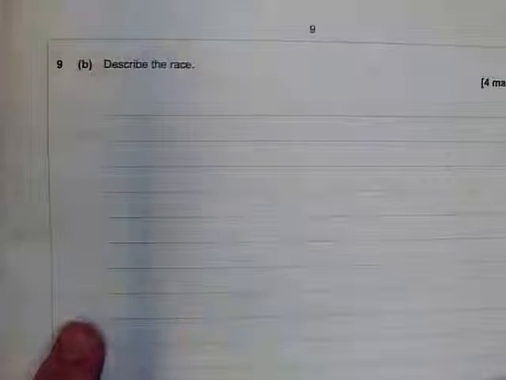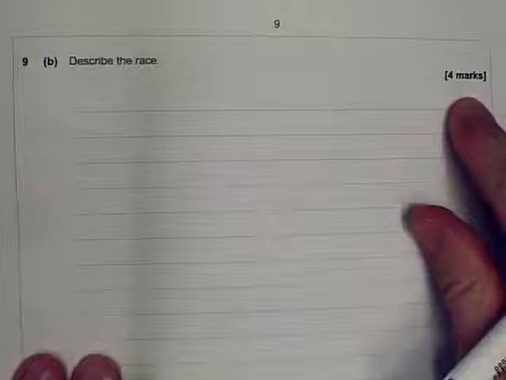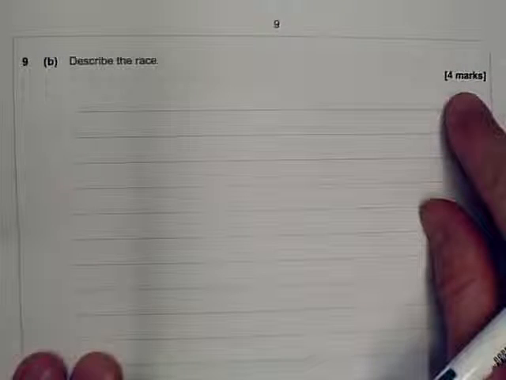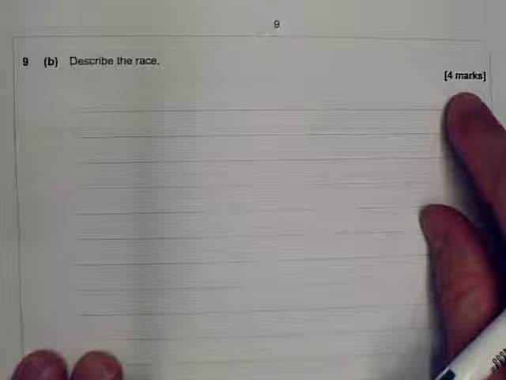Now part B was a bit of an interesting question because on the old GCSE we didn't see questions like this. So it just says now describe the race without any real advice as to what you need to include. So it's worth 4 marks, so you probably want to mention 4 points, and because we're talking about a race involving Alan, Ben and Carl, it makes sense to talk about all 3 of those.